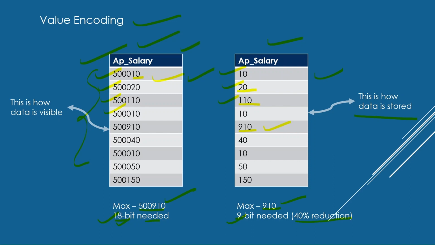The VertiPaq engine remembers the process of reducing the size of the data. So there is a relationship between this and this to reduce the size of the data. The VertiPaq engine remembers the process, and it will apply the same process in the opposite direction.